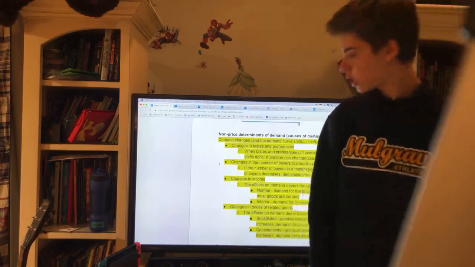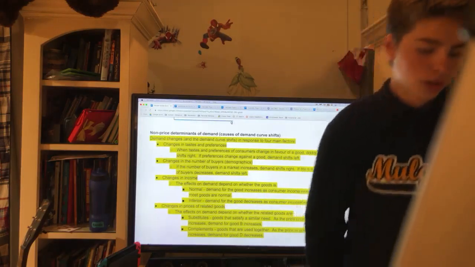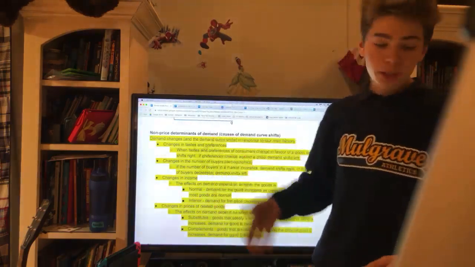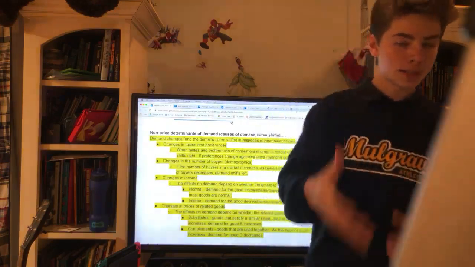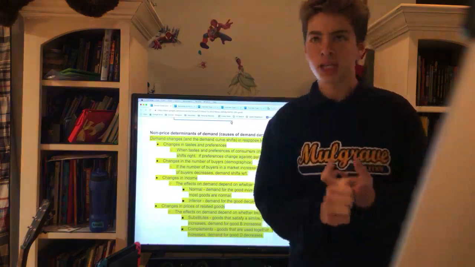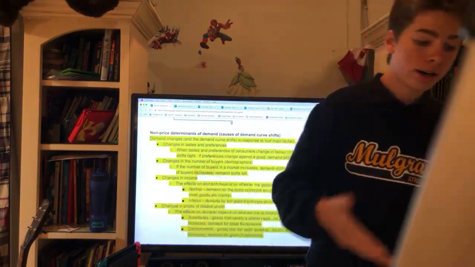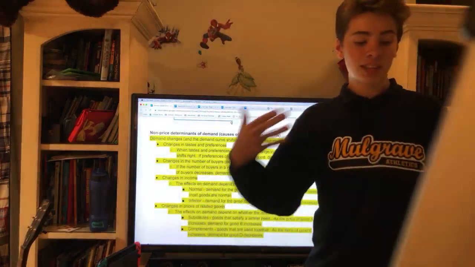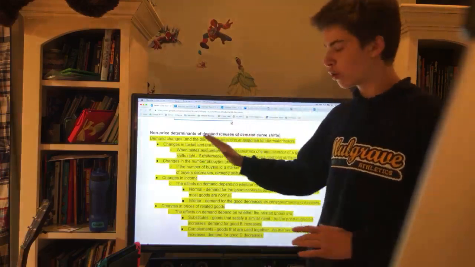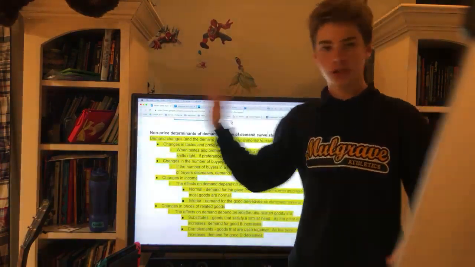Okay, I'll move this here to the other side. So, the first is change in taste and preferences. Simply, if people want to buy something specific based on needs or society or what people want, that's a change in taste and preferences. If they like certain things, that would shift the demand curve to the right. If people start disliking things, it'll shift the demand curve to the left.